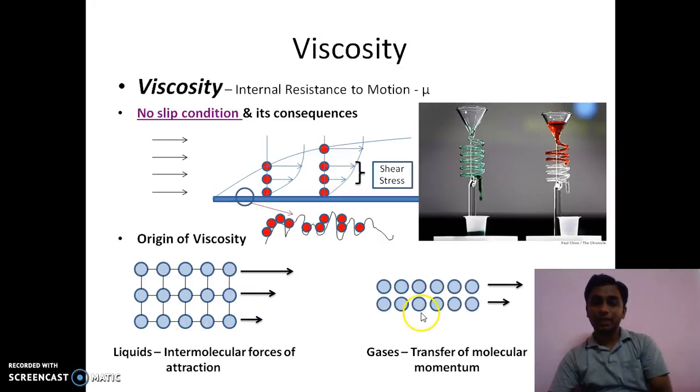And in gases, what will happen? In the case of gases, we have no intermolecular forces, so the origin of resistance is not because of intermolecular forces, but because of another mechanism which is known as transfer of molecular momentum. Now what is the meaning of transfer of molecular momentum? If we are considering two layers of gases, what will happen? The molecules are in random motion. As there are no intermolecular forces, the molecules can move anywhere in random directions.